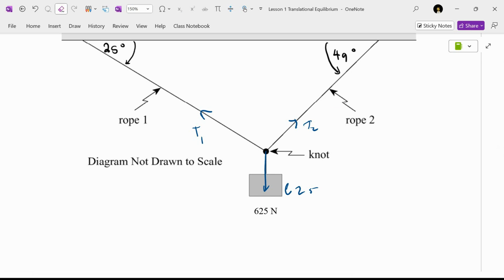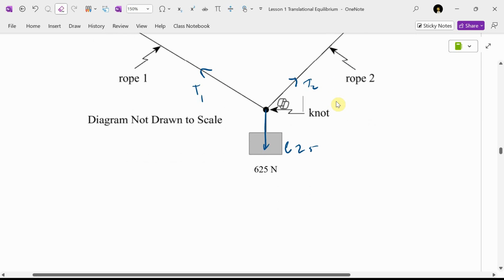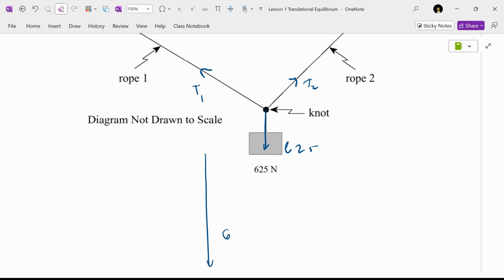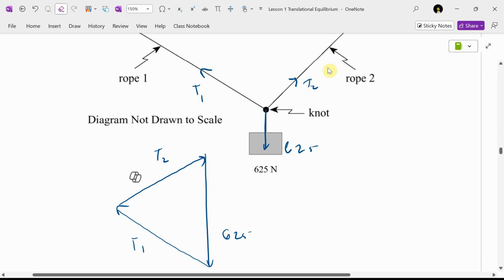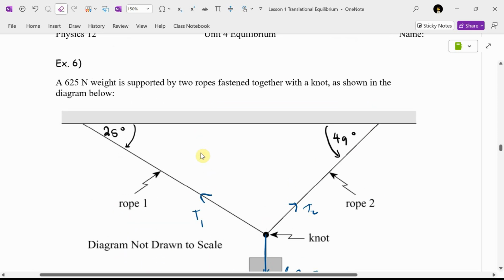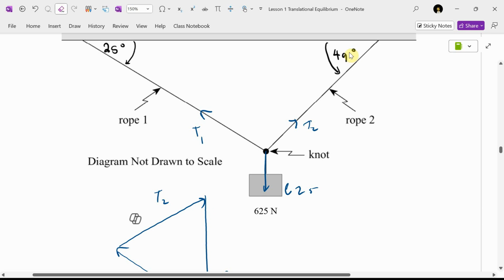Okay. Let's see. I'm going to draw M2. Well, I'm going to draw 625 first. What do you want to find next then? Tension 1 or tension 2? I don't care. Pick. Okay. So it's going to look like this. 625. There's tension 1. There's tension 2. Let's see what angle we can figure out. If you haven't noticed yet, the spoiler is usually the top one we can figure out by looking at this top one here. So this is 49 degrees.